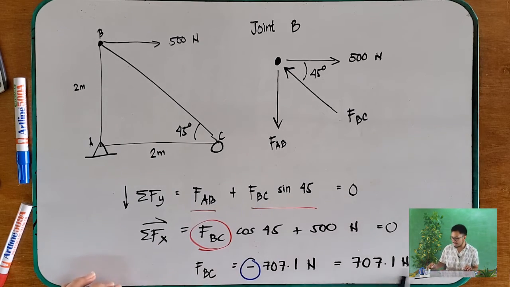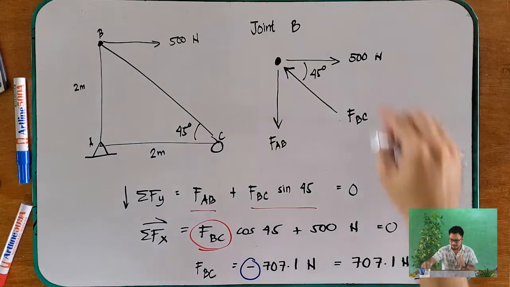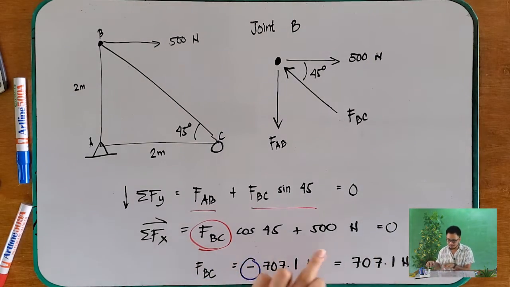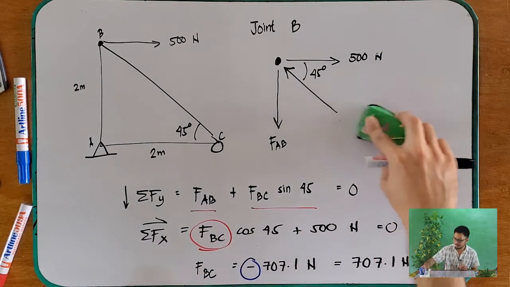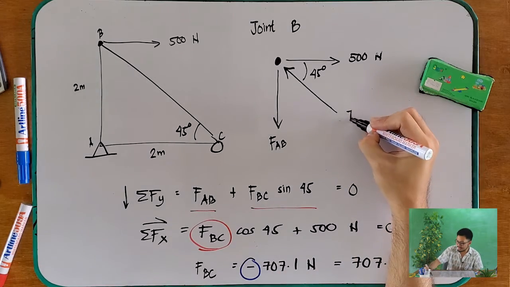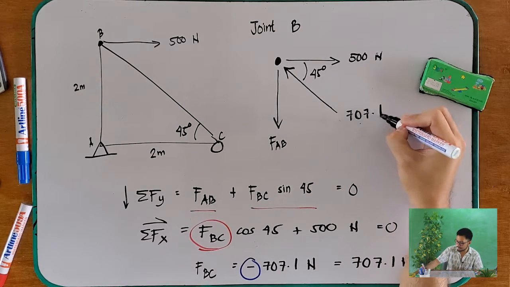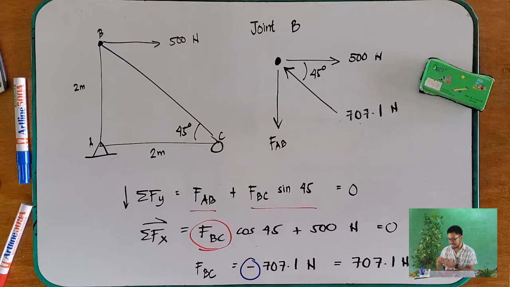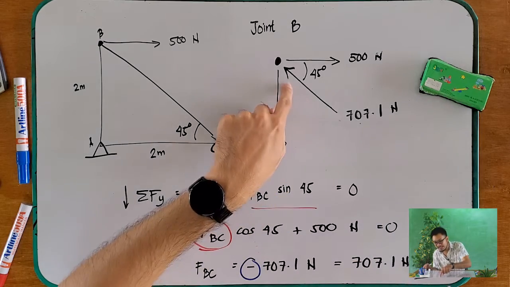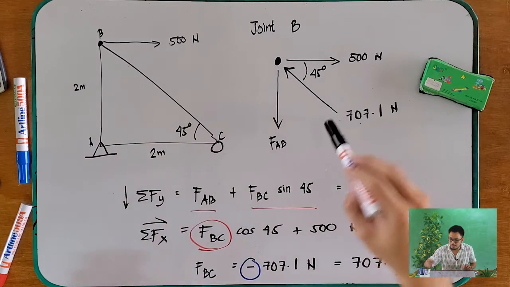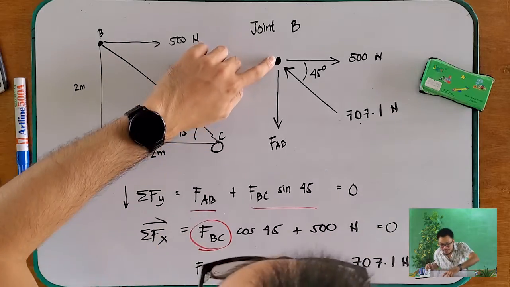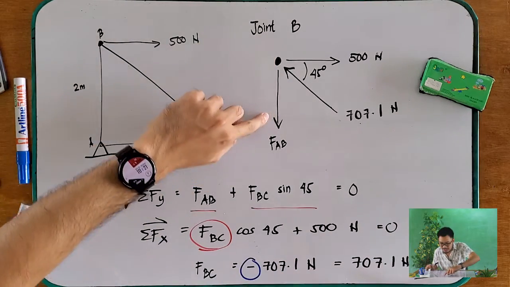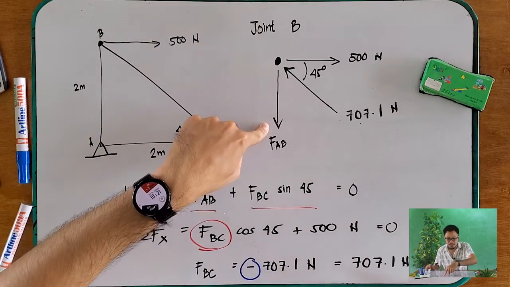And once you already knew the answer of your BC, then you can also use this one to solve for your AB. So this one is 707.1 newtons. And again, compression ni siya kaya na-change na atong direction. Again, ang atong compression should be going towards your joint. Kung tension siya, it should be going away from the joint.